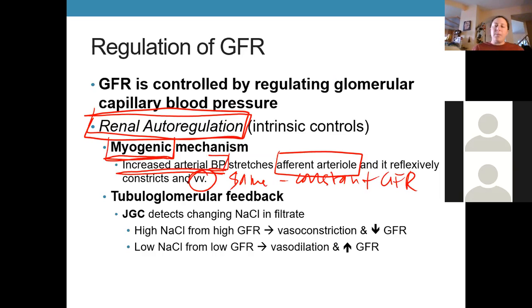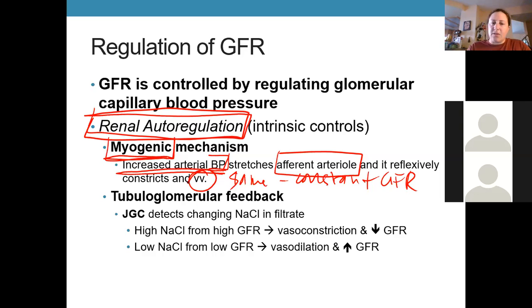And the opposite happens too. So if we have a drop in blood pressure, and that reduces the stretch on the afferent arteriole, we will actually get a reflexive relaxation, which will encourage more blood flow through so that we'll still be filtering the same amount. It won't drop just because the blood pressure dropped. So that's the first one.